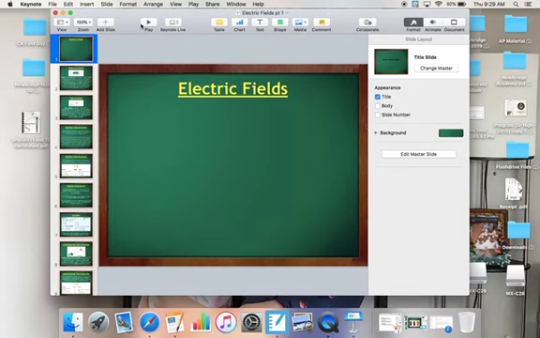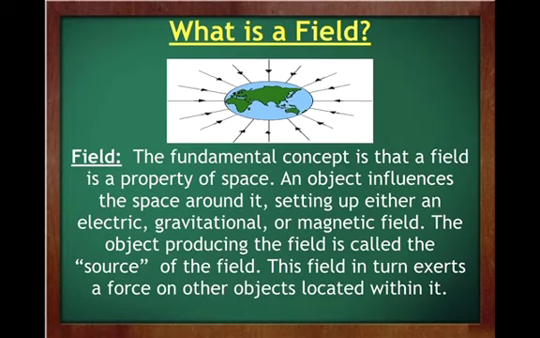So we start with electric fields, right? When we talk about fields in general, the fundamental concept is that a field is a property of space. An object is able to influence the space around it, and it sets up either an electric field, a gravitational field, or a magnetic field. We're specifically going to be talking about electric and gravitational fields, mainly electric in this lesson. We're going to leave magnetic fields until we get closer to the section on magnetism. But the object producing the field, whether it be electric, gravitational, or magnetic, is called the source.